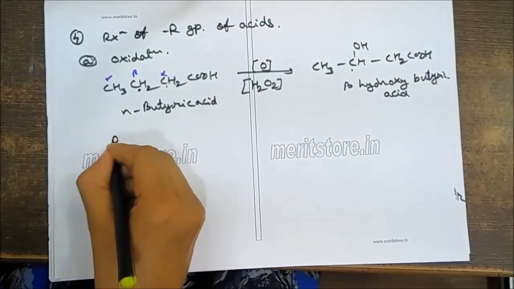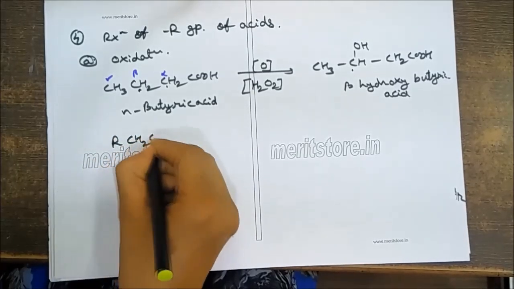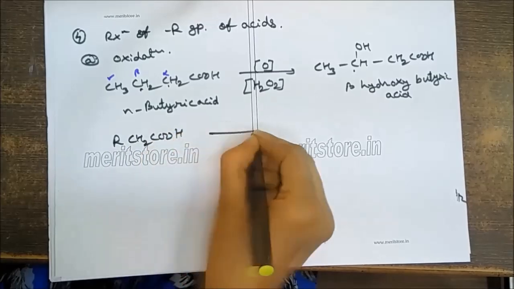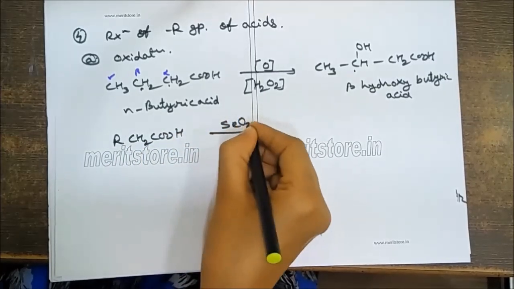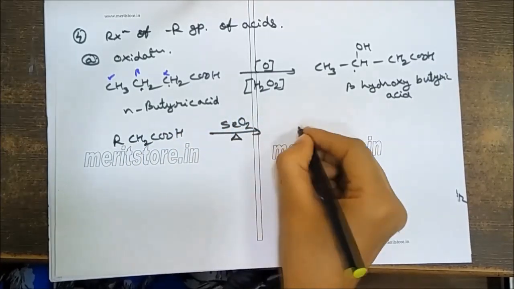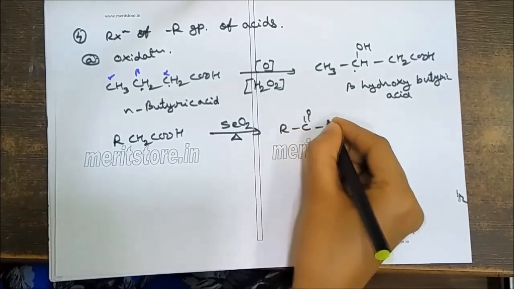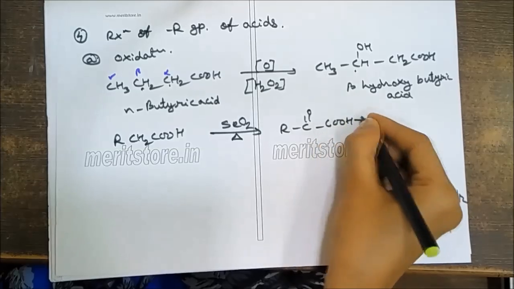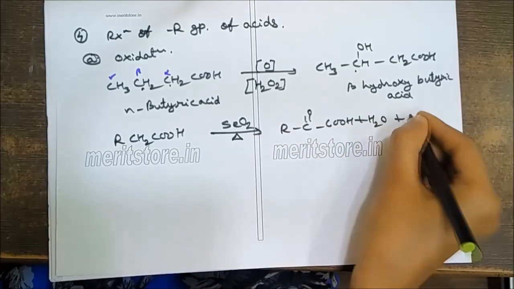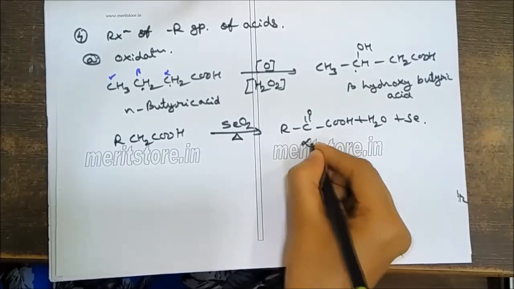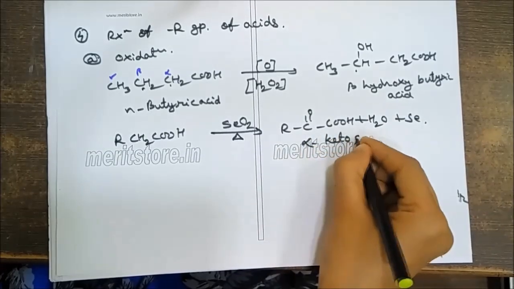When carboxylic acid is heated with selenium oxide, we get alpha keto acid, water and selenium. This is our alpha keto acid.